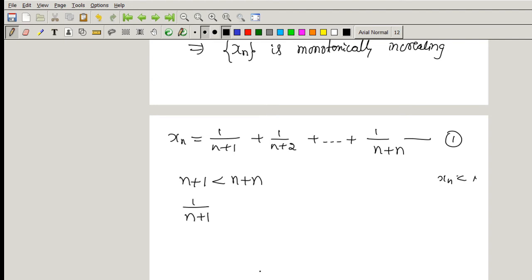1 by n plus 1 is greater than 1 by n plus n, or 1 by n plus n is less than 1 by n plus 1. This term is greater than this term.